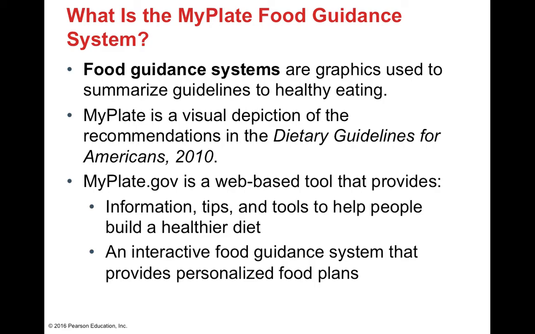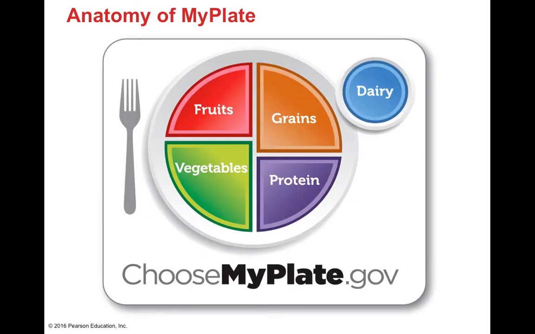meeting the recommended parameters. It has an interactive food guidance system that allows you to have a personalized food plan so you can monitor the amount of food that you're consuming and monitor the amount of which nutrients you're consuming as well. And again, that's myplate.gov. It's going to allow you to have 5 major food groups: fruits, grains, vegetables, protein, and dairy.